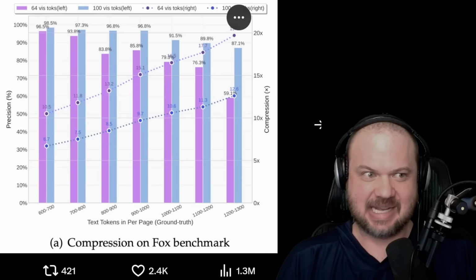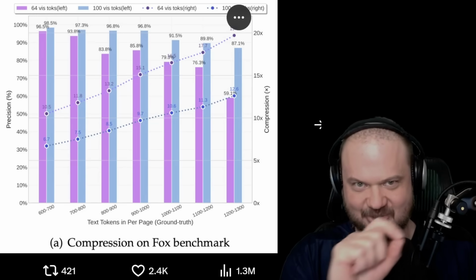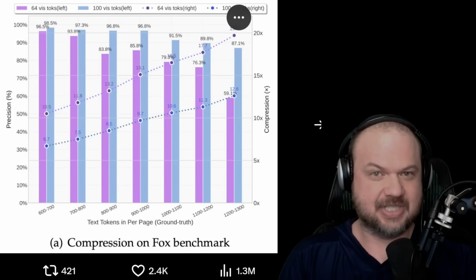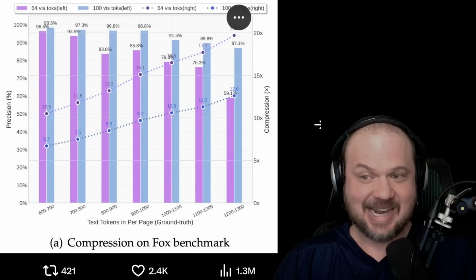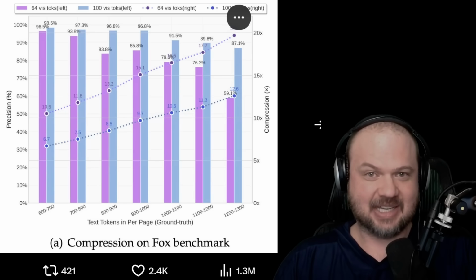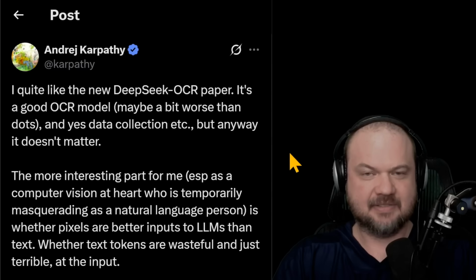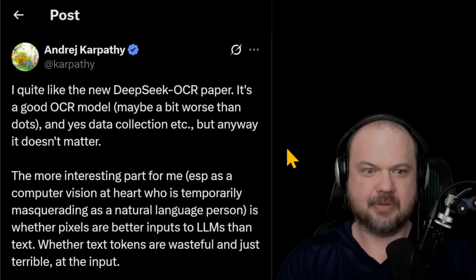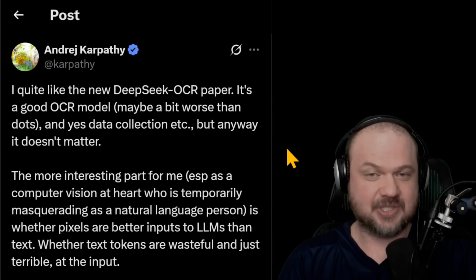And three, making the context window bigger, there's a cost to it. You take the slider and you increase the context window of the model, well, you're increasing the cost, you're decreasing the speed, etc. So being able to compress data 10x, 20x without losing a lot of the accuracy can be pretty massive. In fact, Andrej Karpathy did comment on this particular paper. He's saying, I quite like the new DeepSeek OCR paper. It's a good OCR model.